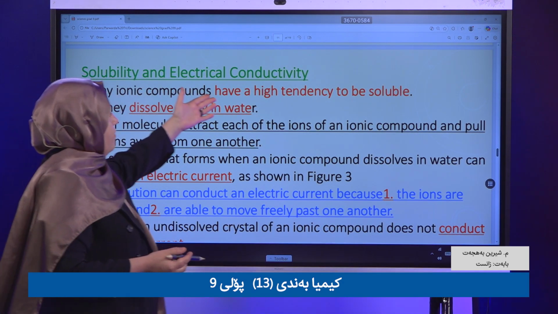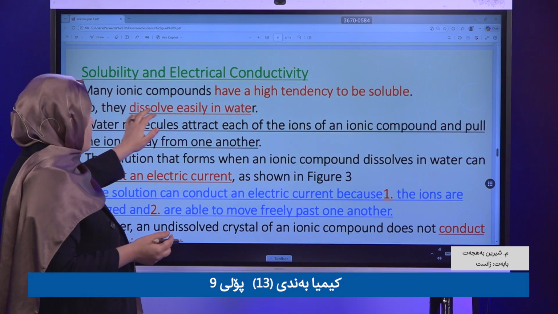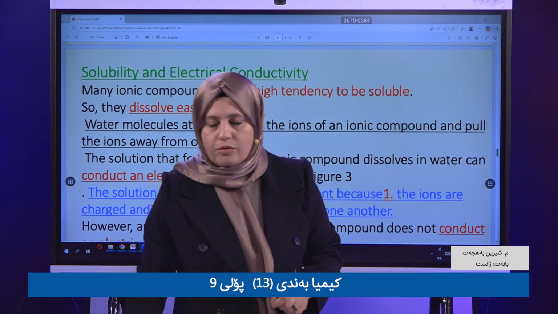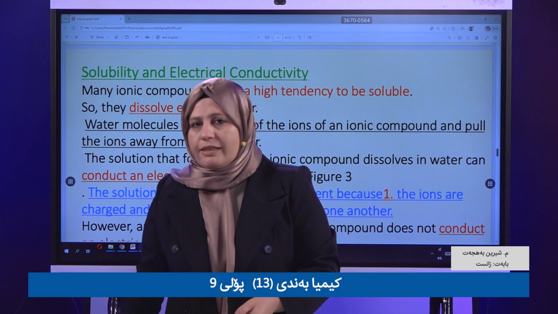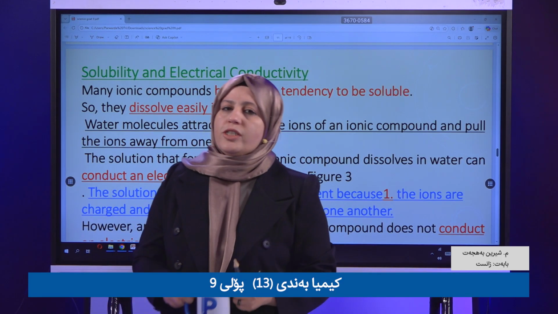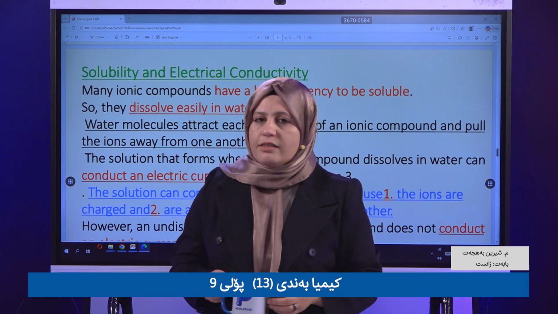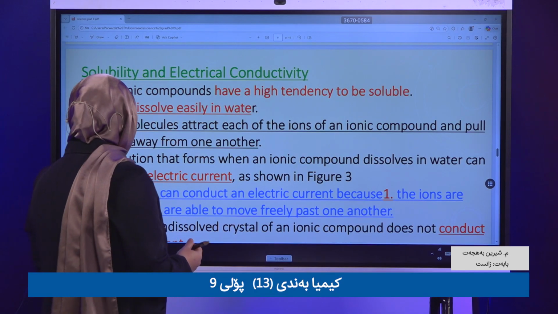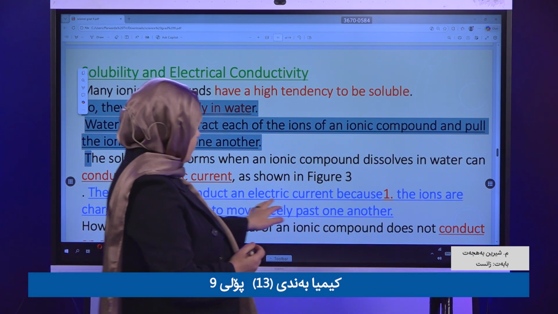Many ionic compounds have a high tendency for solubility, so they dissolve easily in water. If you put some salt into water, what happens? Of course, it starts to dissolve, right? Very easily. So when dissolved, they form which kind of liquid? The ionic liquid. And what can this liquid do? Let's see how. This solution conducts electric current.